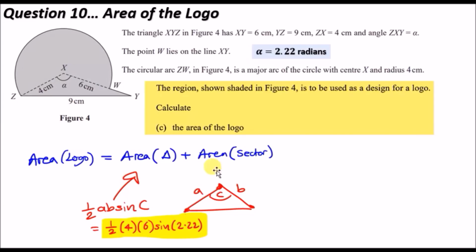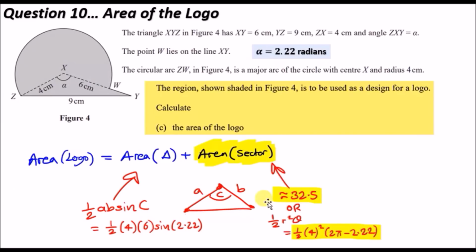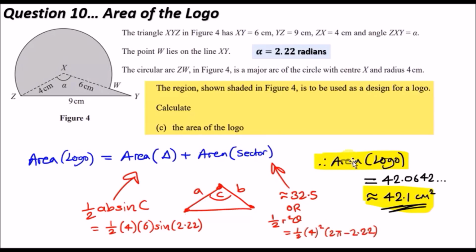Now let's move on to the area of the sector. As for the area of the sector, we already did it. This is a part B problem. We found that the major sector was about 32.5. So you could use this answer, but for the purpose of accuracy, I'm using the uncalculated answer. So I'm going to put this in my calculator, half times 4 squared, and so on. And I'm going to add this to the area of the triangle. Doing so will give us the area of the logo at around 42.1. If you use your 32.5, you should get about 42.05, which is still 42.1-ish.